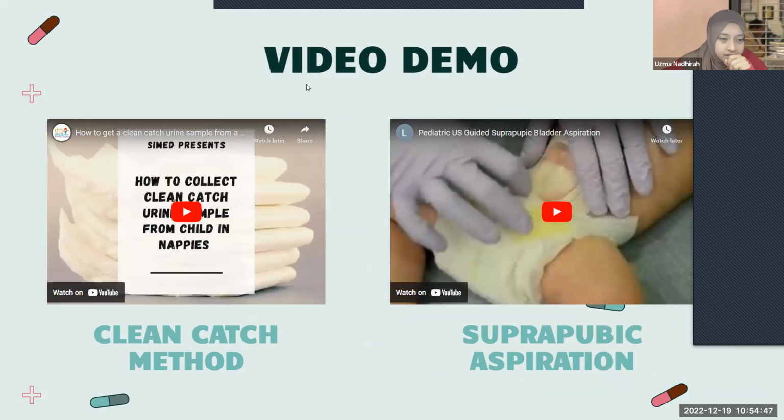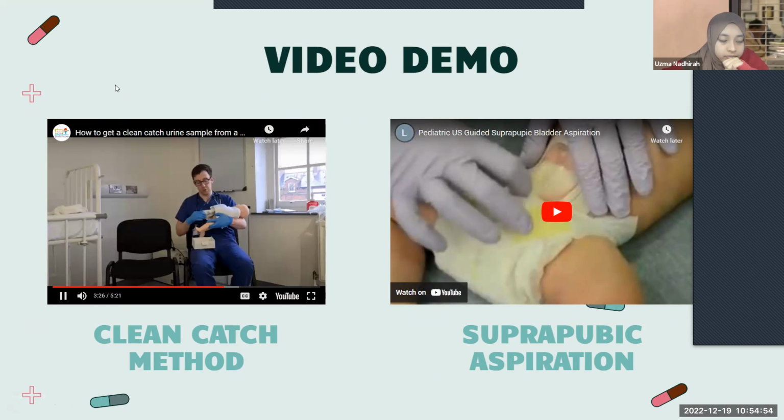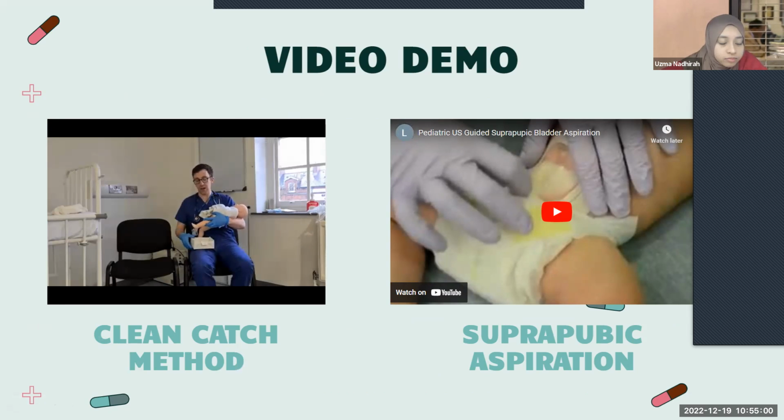Okay, so this is the short demo. Keep them warm, but it's also very important not to contaminate this area with the blanket. So for the top half, you can have your urine box sitting on your lap, and once the baby starts to pee, you collect it like this.